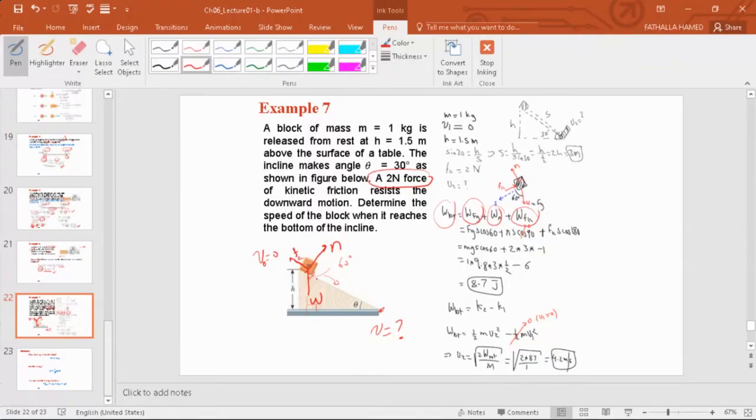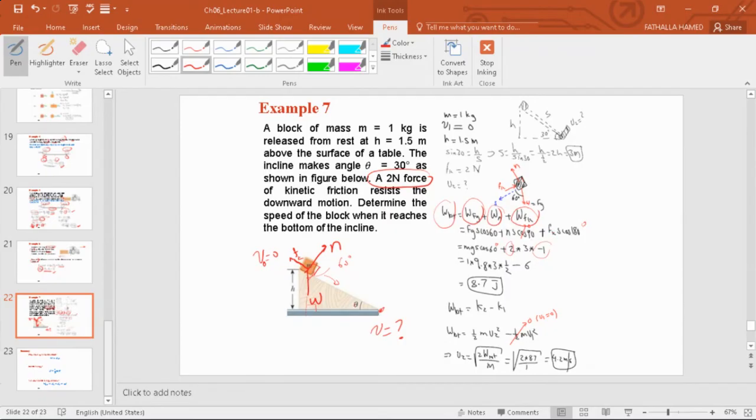So that's 60 here. For the normal force, the angle is 90 degrees, and cosine 90 degrees will give you 0. For the force of friction, it's opposing your displacement, so you'll have an angle of 180 degrees. So for the force of gravity, it's mgs cosine 60 degrees plus the force of friction. For the normal, this is 0 now. For friction, it's 2, and cosine 180 degrees is minus 1. What is the magnitude of S?